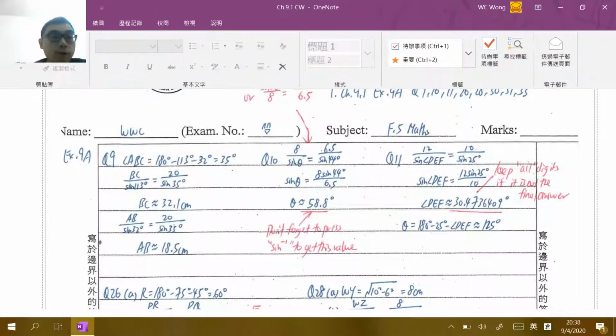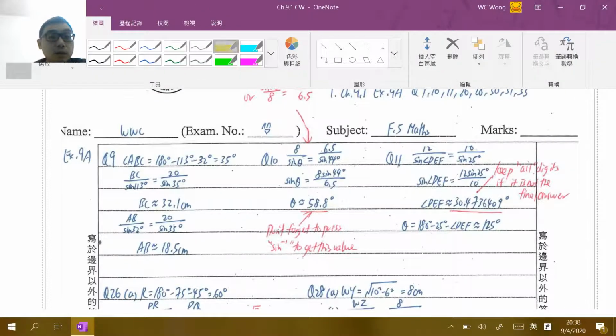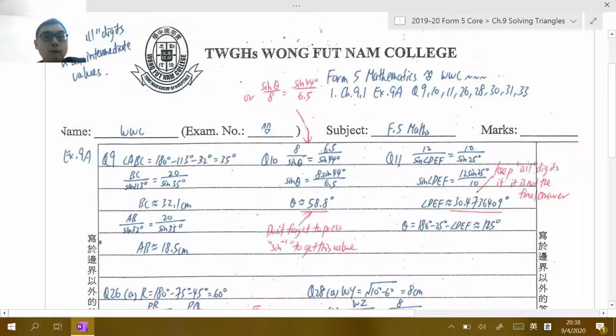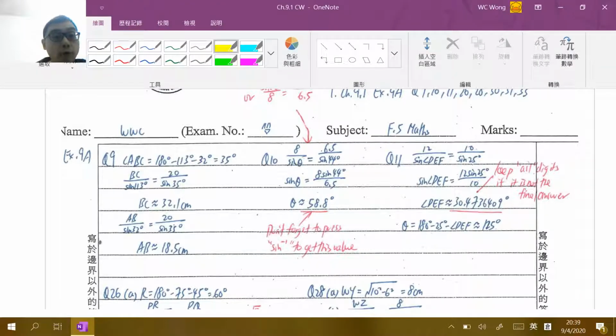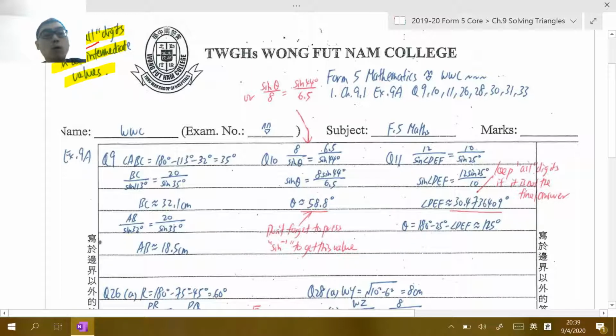There is something I would like to remind you of. For this exercise, you have to do finding angles or finding lengths in triangles. Please remember a very important point: no matter whether you use the sine formula or any other formulas that you will learn later, keep all digits in all intermediate values. What is the meaning of keeping all digits? It should be all the digits.